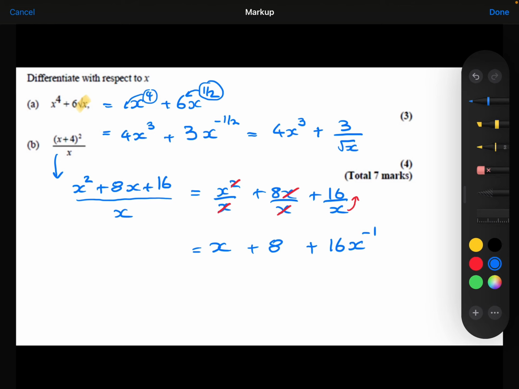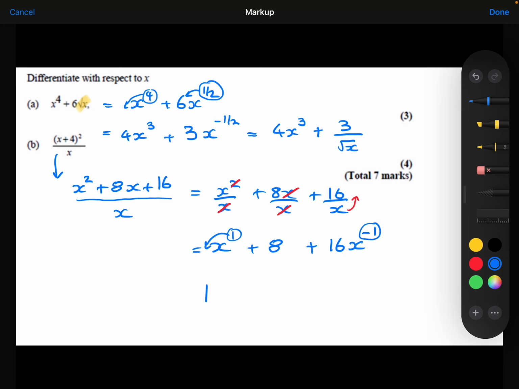I can now differentiate this. The x is like saying x to the power 1. So I will multiply by the power and take 1 away from the power. So I'll get 1x to the power 0, which is just 1. The 8 will differentiate to be 0 because it's a constant.